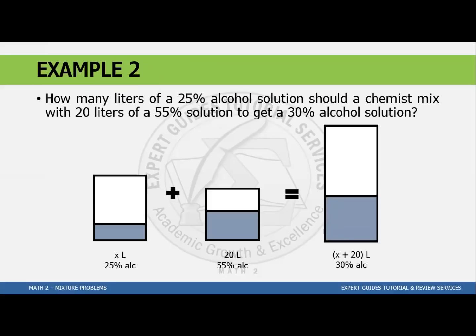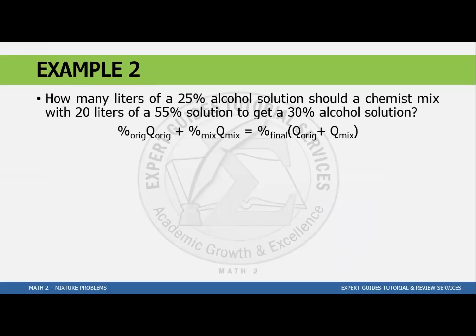So now you see why the equation before is as such. We're multiplying yung quantity to the concentration. So what our equation is going to be is as follows. This is our general equation, and we can substitute the values that we have here. So yung concentration ng first container, 25%, is multiplied to X, our unknown. And then, yung concentration ng second container, which is 55%, or 0.55, is multiplied to 20. And that is equal to 0.30 times quantity X plus 20.